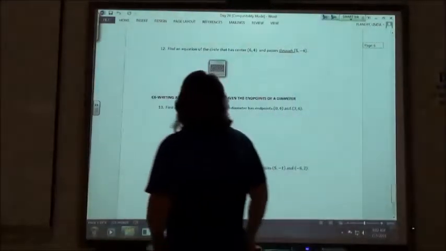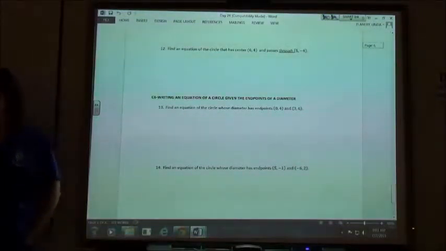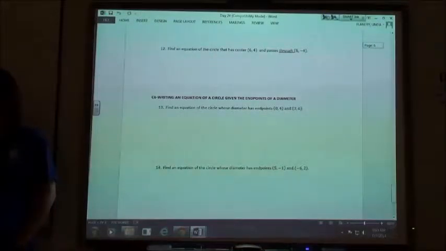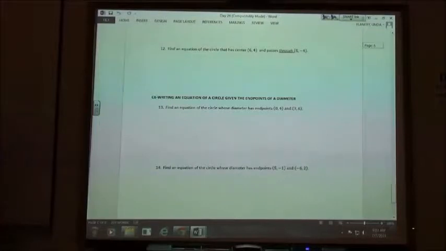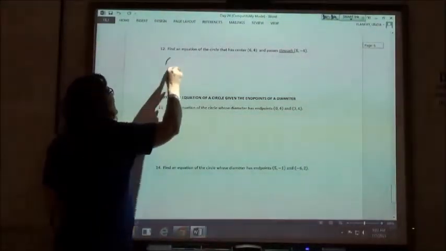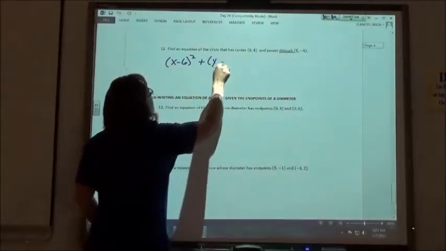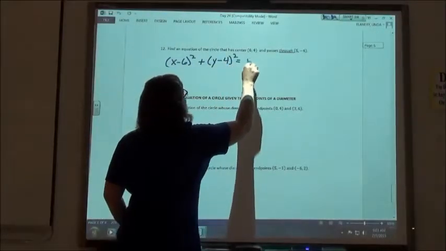So number 6, if I want to find the equation of the circle that has a center at (6, 4) and passes through the point (5, -4). Starting out, putting my center in, my equation would look like what? (x - 6)² + (y - 4)² = r².